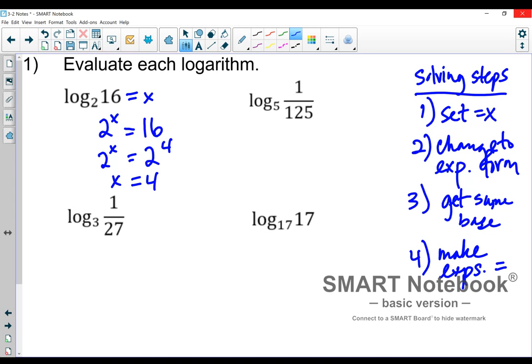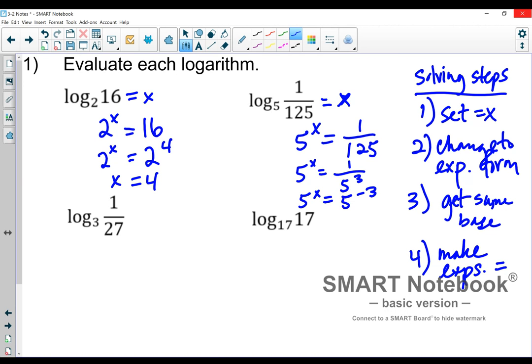For the next one, again, I'm going to set equal to x. So 5 raised to the x power equals 1/125th. 125 is 5 to the third, but it's in my denominator. So I can write it as 5 to the negative third power. So x is equal to -3.